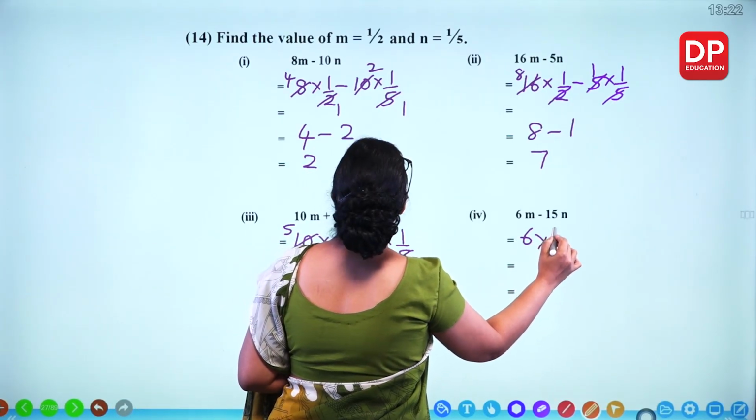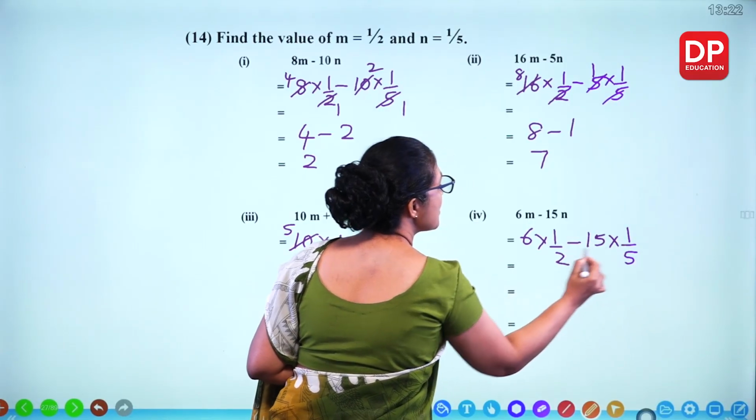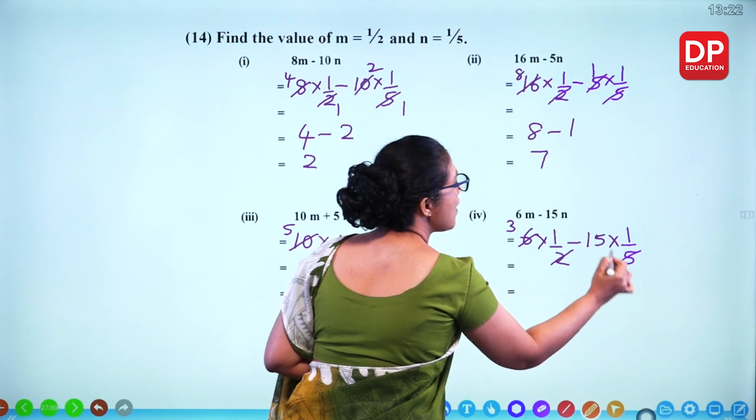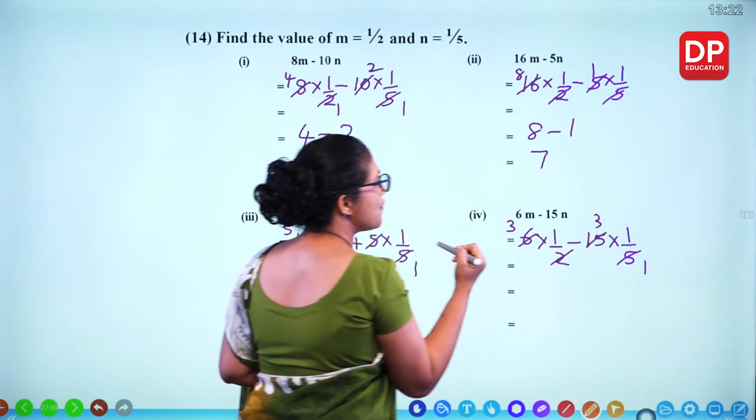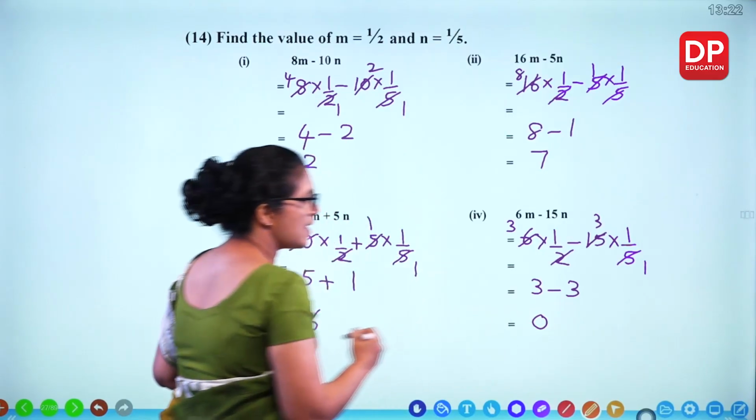6 times m. M is half, minus 15 times n. That's 1/5. 2 and this 3. 5 times 3, 15. So you get 3 minus 3. Answer is 0.